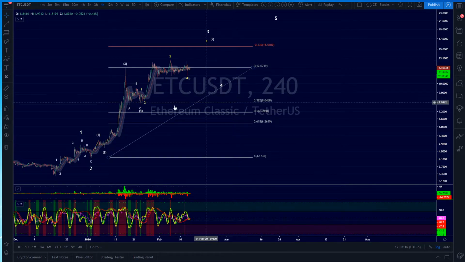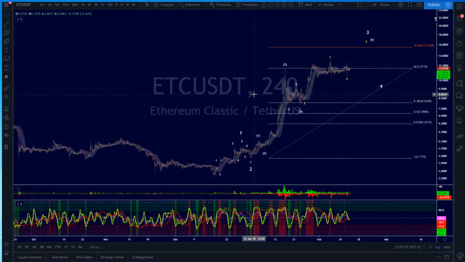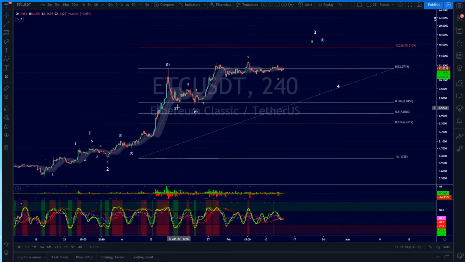So this is looking okay. Very similar to the analysis I was just doing on Nano. When we did our pullback, we came right back down here to the 382, and so this is looking pretty good. What I'm not sure of yet is this pullback right here.